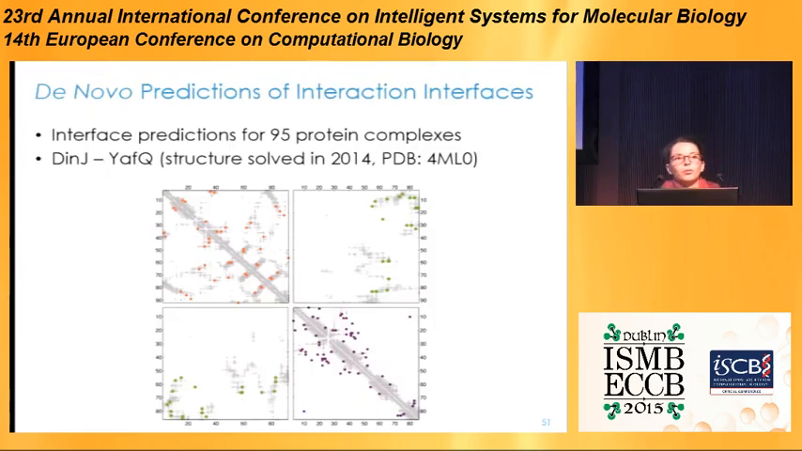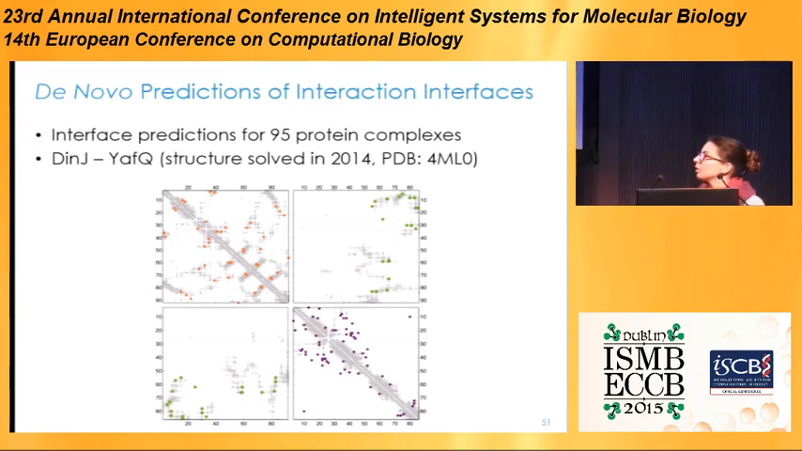As I said, we also did a few predictions for all those complexes that were in our initial data set that don't have a solved structure so far. And one of these complexes, the toxin-antitoxin complex DinJ-YafQ, was solved experimentally and published while our paper was in review, so we could actually evaluate that prediction on the fly.